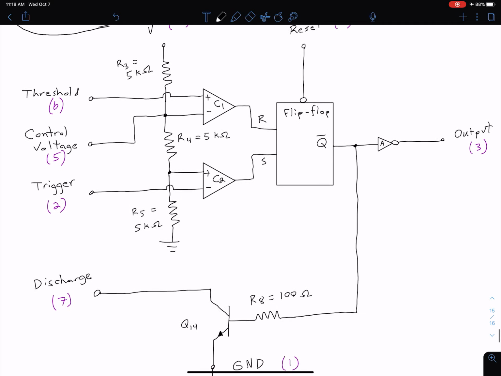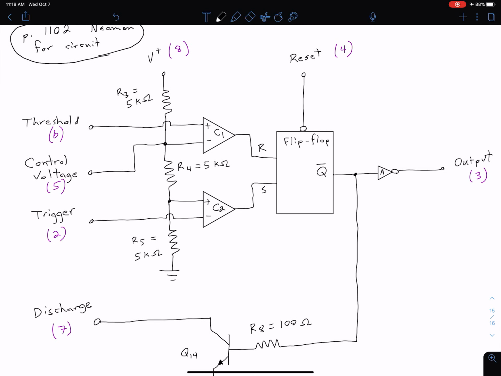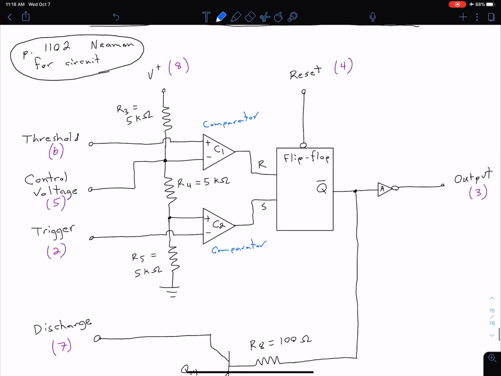So just glancing at this, we can see we have several components. We have these two comparators. And so let me label some things a little more clearly. We have C1, which is a comparator, C2, which is also a comparator. We have this RS flip-flop. We have a buffer on the output stage.